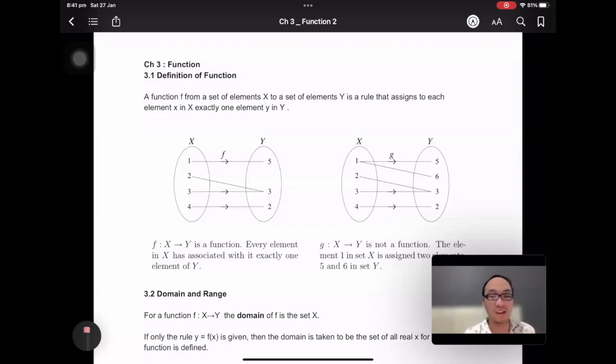In this chapter, we will talk about function, especially related to the domain and the range of the functions. To start this topic, I will start from the difference between relation and function.